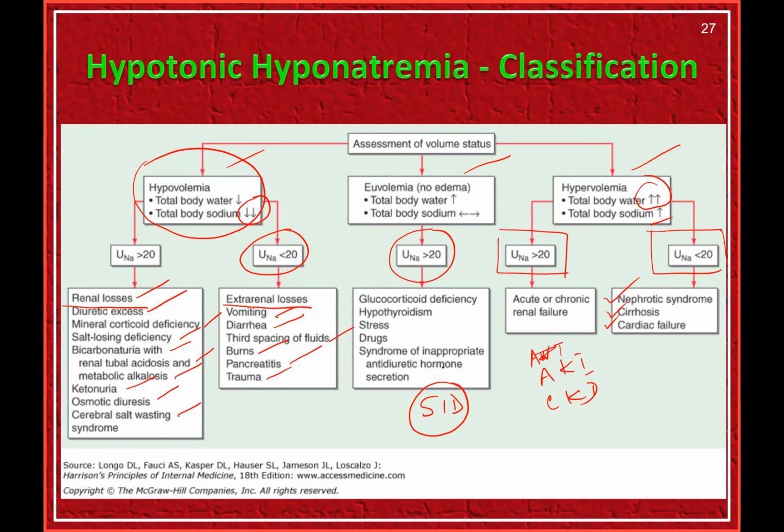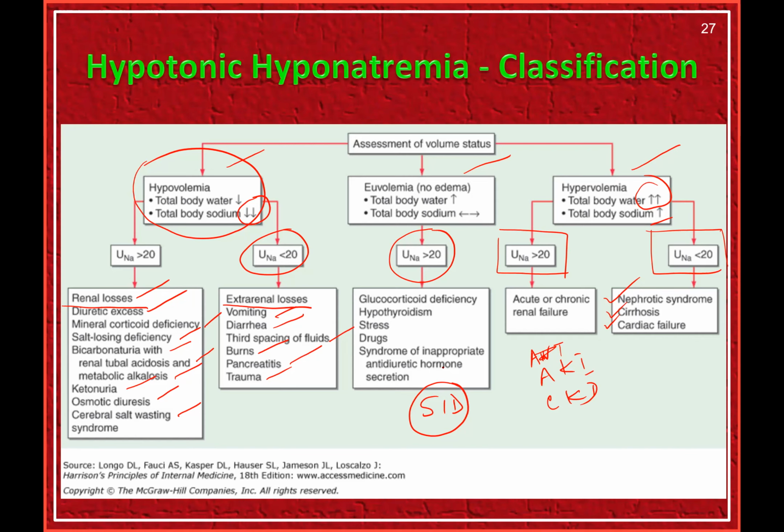And how do I decipher? Then look at the urine sodium. If the urine sodium excretion is less than 20 milliequivalents, that means there is nephrotic syndrome, cirrhosis or cardiac failure, wherein the sodium and water both are retained, but water retention is much more than the sodium retention. Whereas if the urine sodium is more than 20, then acute or chronic renal failure is the answer.